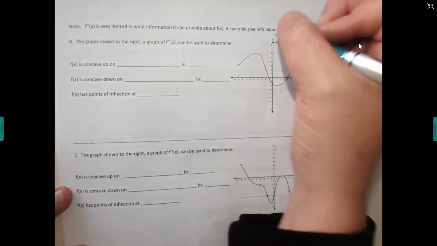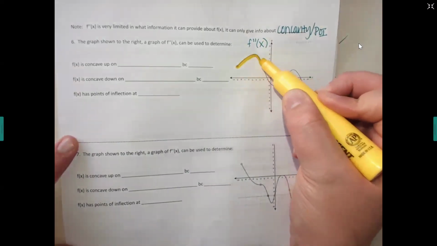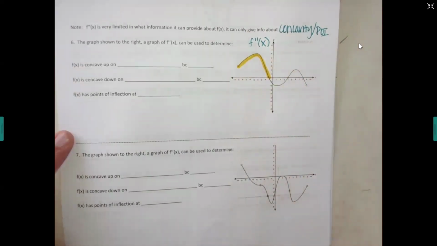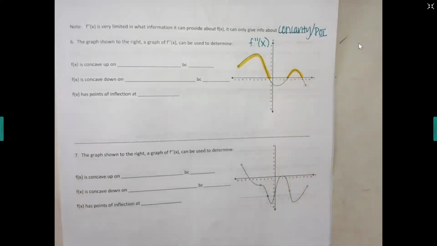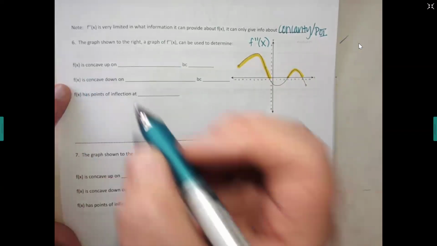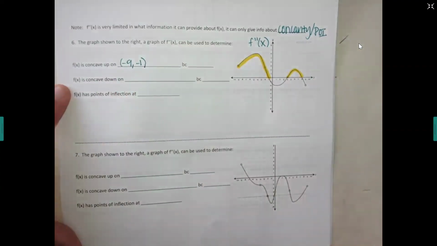So this is a graph of F double prime. And remember the relationship. When F double prime is positive, F is concave up. When is it in the positives? -9 all the way until -1. Because remember, being in the positives means above the x-axis. And then also here. So write down your graph of F would have been concave up from -9 all the way until -1, and then also from 4 to 8.